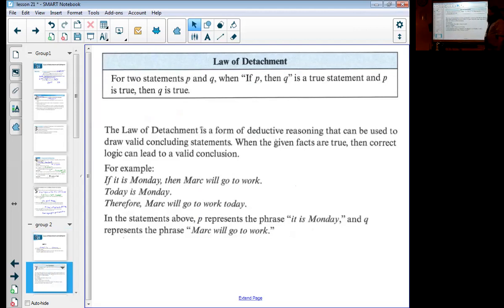So the law of detachment is a form of deductive reasoning that can be used to draw valid concluding statements when the given facts are true and the correct logic can lead to a valid conclusion. Valid means correct, and a conclusion is the thing that happens. For example, if it is Monday, then Mark will go to work. Today is Monday, therefore Mark will go to work today. In the statements above, P represents the phrase "it is Monday," and Q represents the phrase "Mark will go to work."